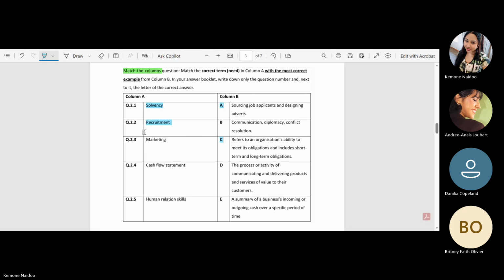Marketing. What best describes marketing? Think of the word communication. Yes. D. Cash flow statements. The money coming in and out. Think of that. Think of the flow of cash. Nice. E. Okay. Human relation skills.